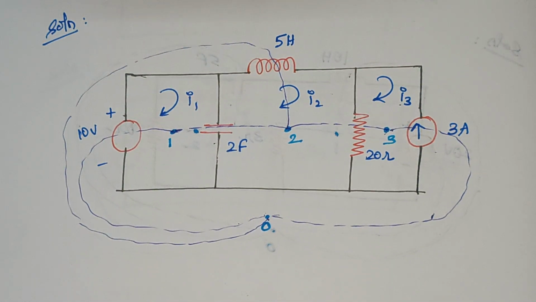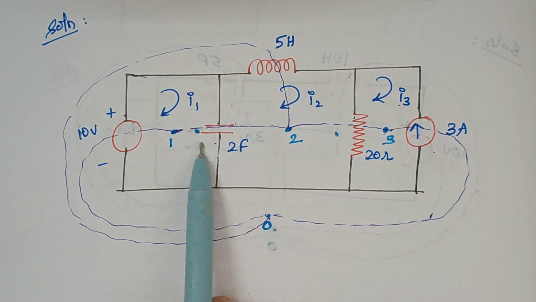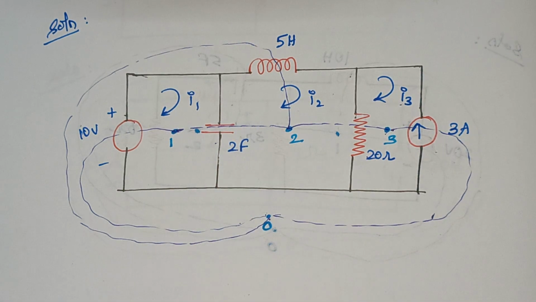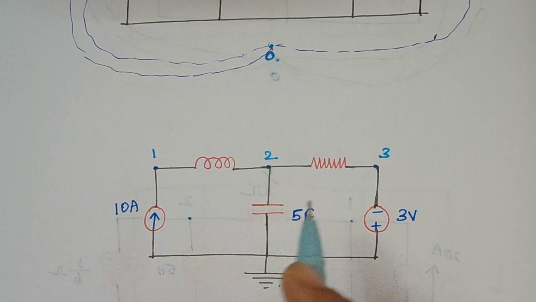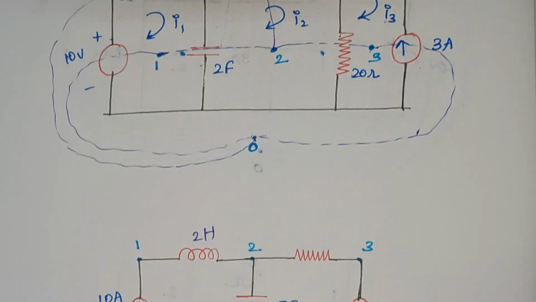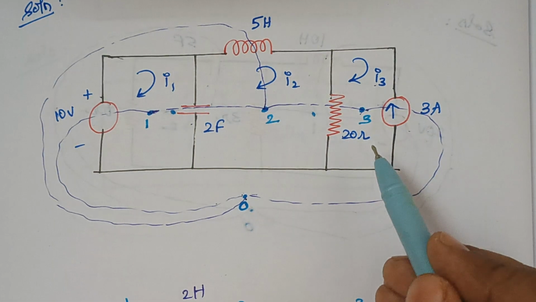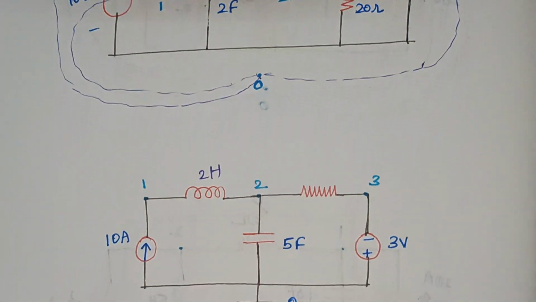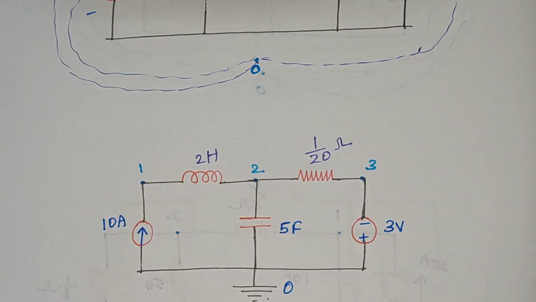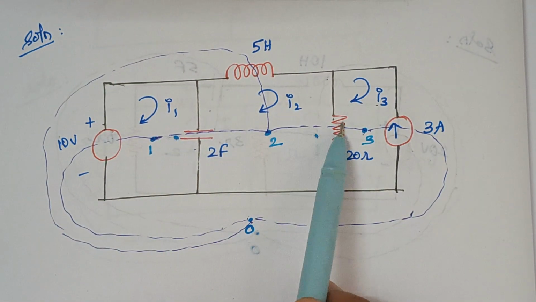So between the dots 1 and 2 there is a capacitor of 2 farad. So this capacitor should be replaced by an inductor, right? Whose value is 2 Henry. So between 1 and 2 there is an inductor and its value is 2 Henry here, right? And again between 2 and 3, what is the element which is present here? We are having a 20 ohm resistor, right? So here between 2 and 3 again it is a resistor whose value is 1 by 20 ohm, right? And okay, now we have finished this part and this part.